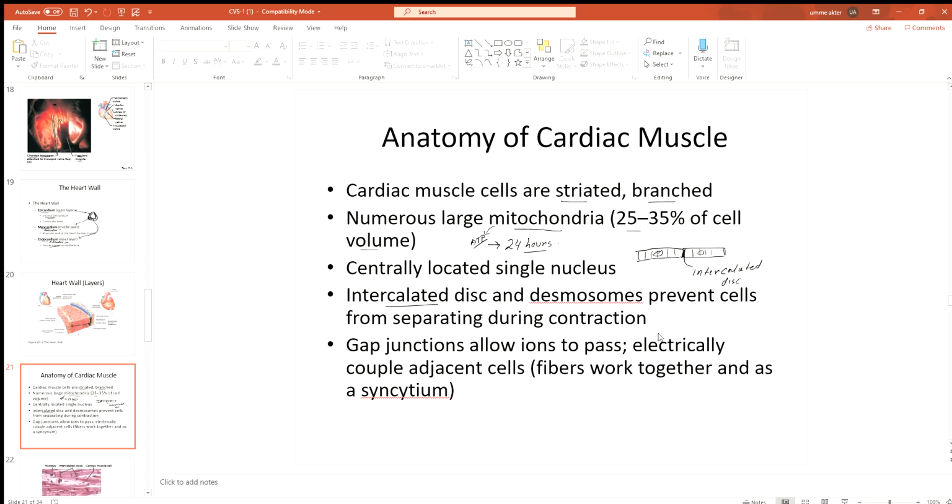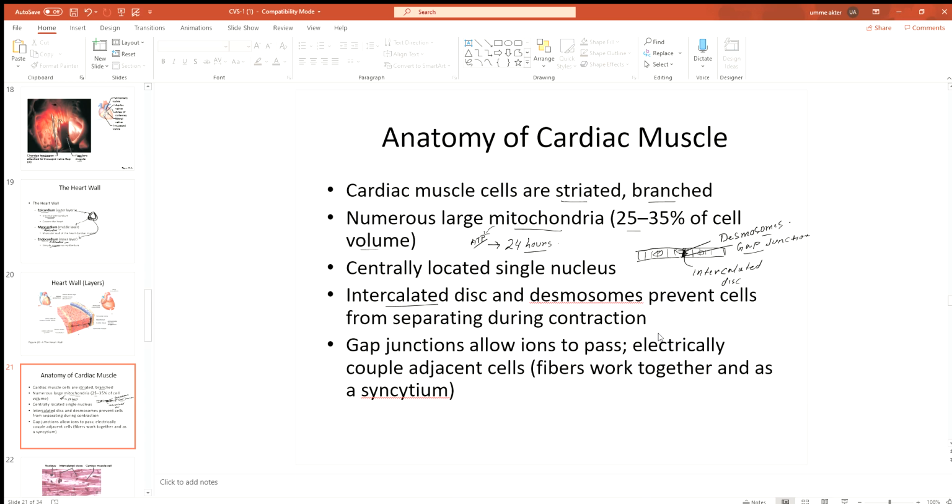Now in the intercalated disc you have two types of junctions, desmosomes, we talked about this before in NP1, and gap junctions. And you must remember that desmosomes work like the zipper in your cloth, so they very strongly hold the fibers together. However, the gap junctions have channels through which things pass.